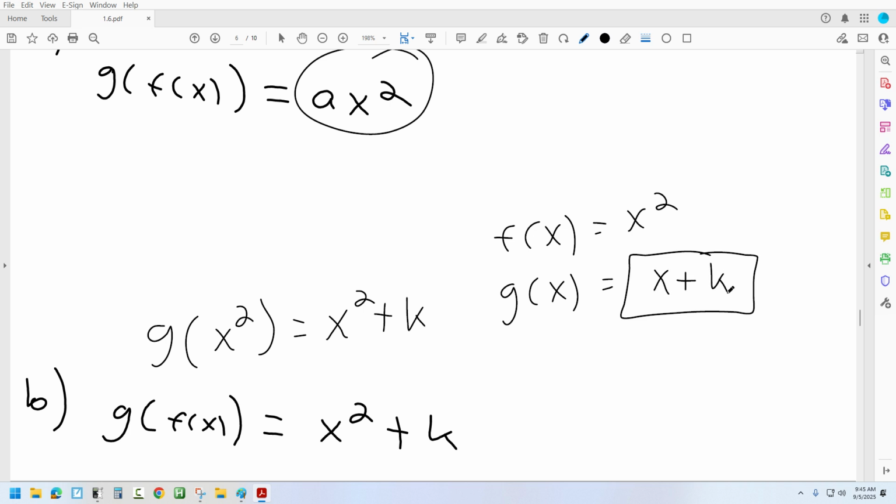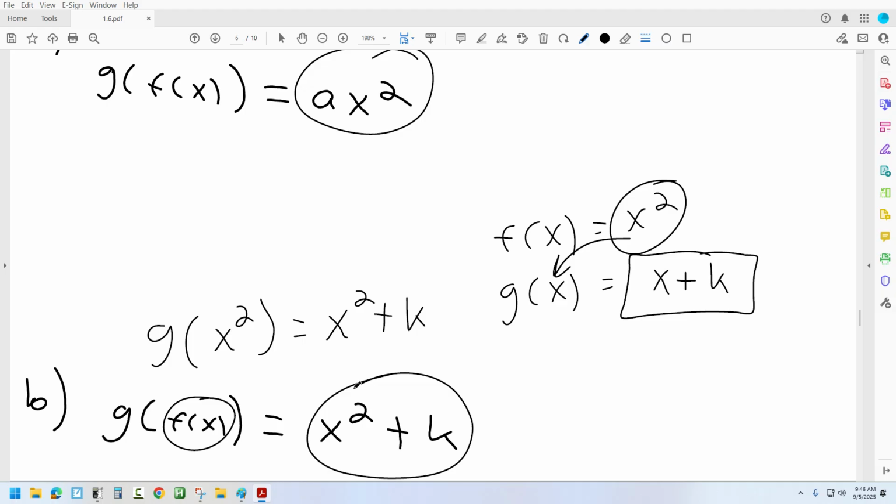Now, if you compose them, g of f of x, if you take f of x, which is x squared, and fill that in for the variable right there, you would end up with x squared plus k, which is what they wanted you to get. Okay, so it's a little hard to think about at first, but that's composing two functions together to create a vertical shift. That's what that's doing.